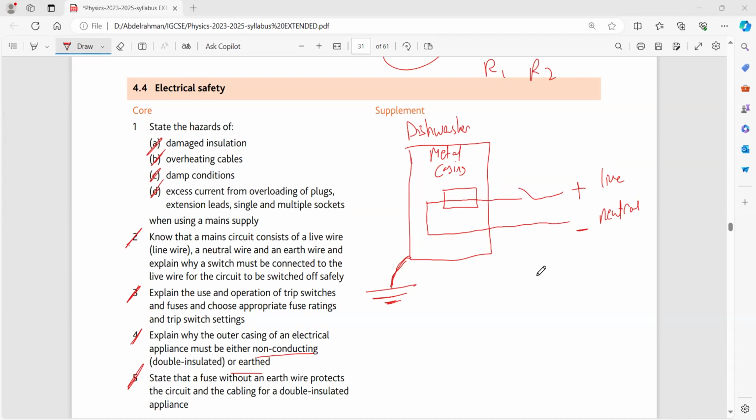That's the whole point. Live is the positive. One of the questions could be on which wire do we attach the fuse, for example. The fuse has to be on the live wire. Oh, okay. So the fuse is on the live wire. The fuse has to be on the live wire and in series. Any questions? Yes, thank you. You're welcome.